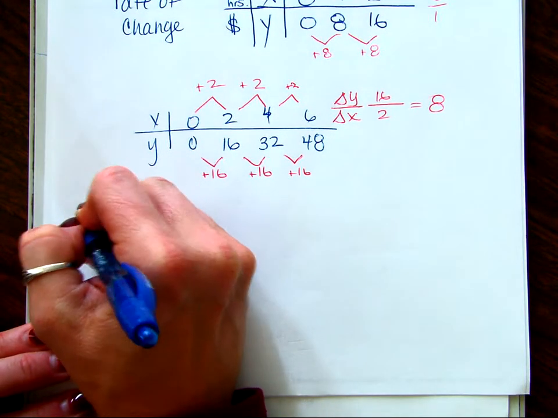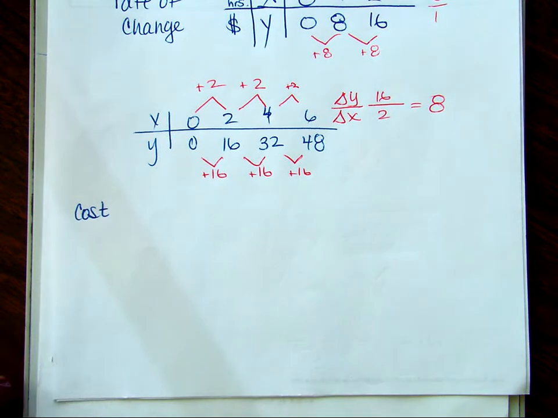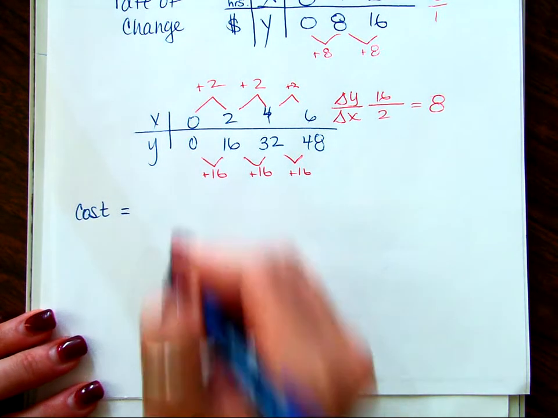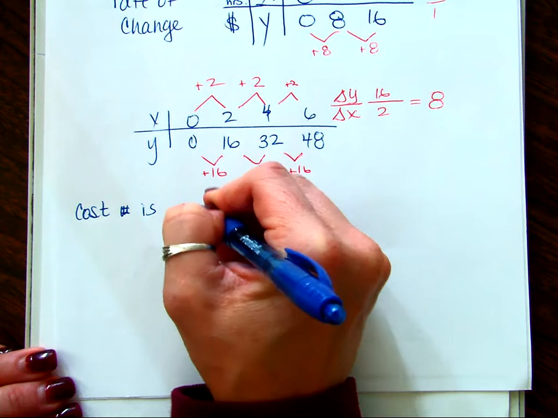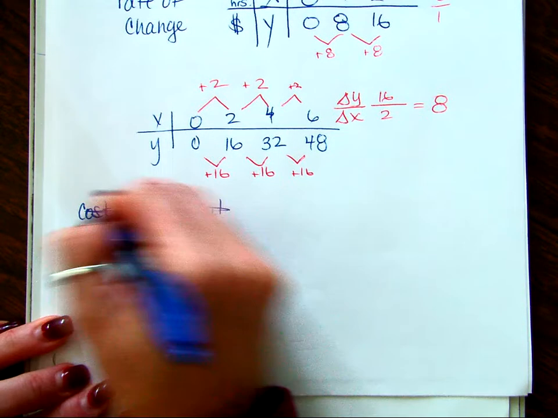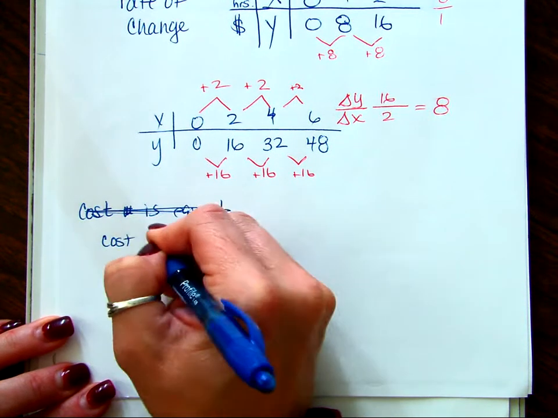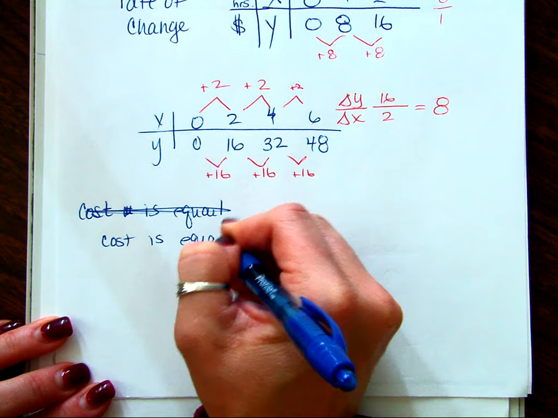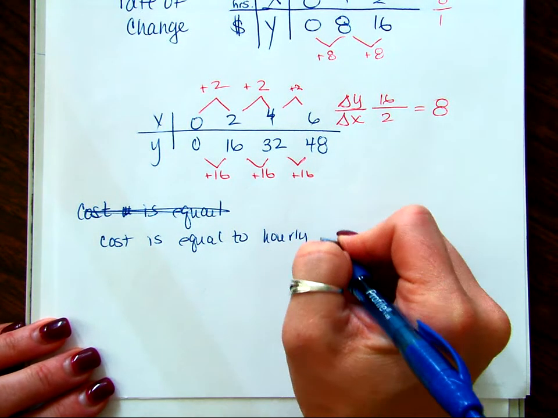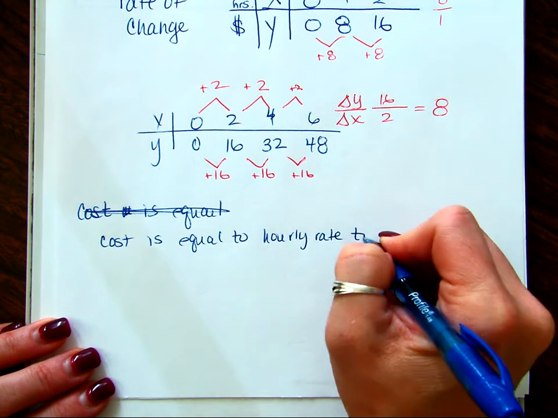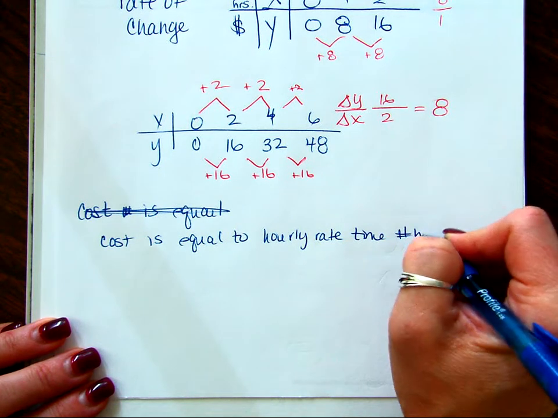He said, so in other words, the cost is equal to, well, actually I don't want to write that word yet. I want you to write this sentence. Oh my gosh, start over. The cost is equal to the hourly rate times the number of hours she works.